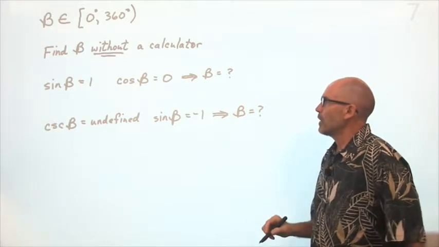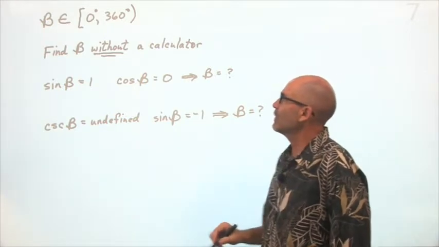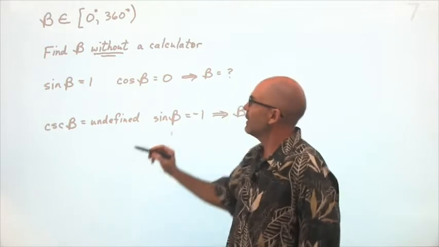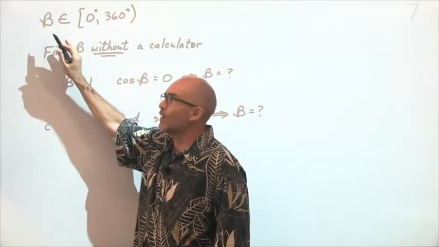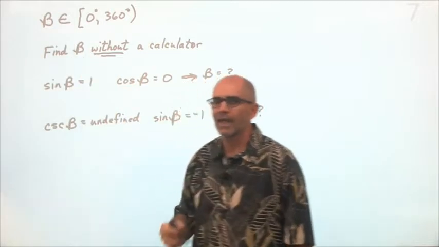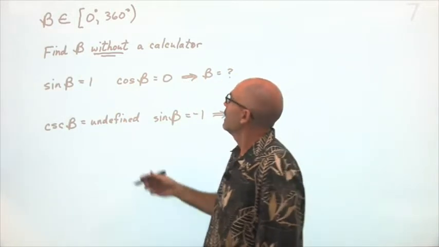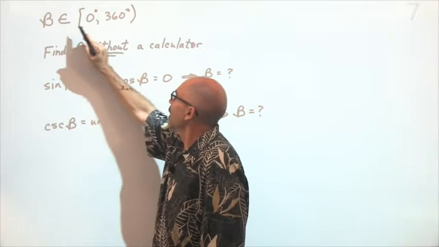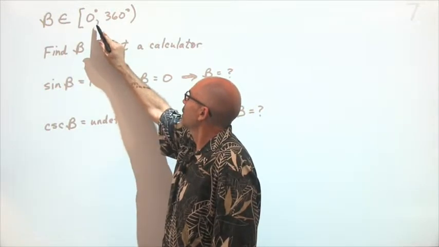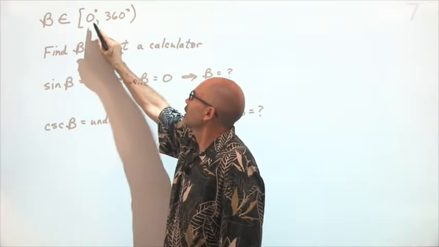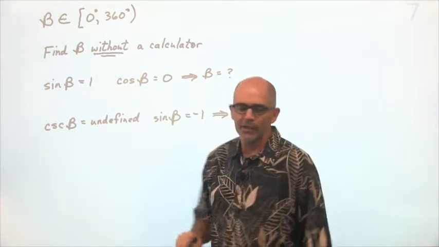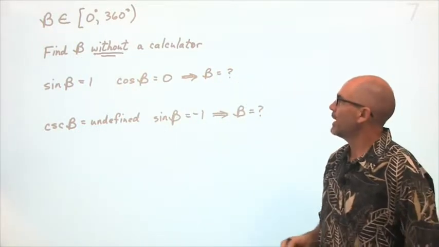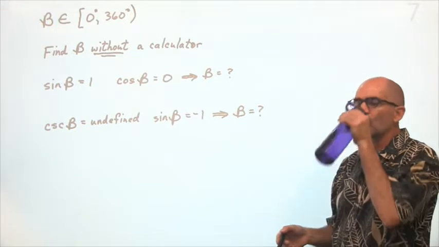Here's our example problem. We have an angle beta. Now this is a beta. It's not a theta, it's not a b, it's a Greek letter, beta. Now, beta is an element between 0 degrees and 360, including 0, but not including 360. So beta could be 0, but it wouldn't be 360.